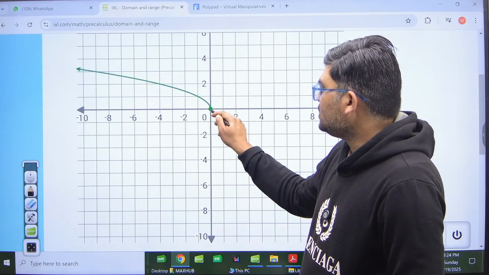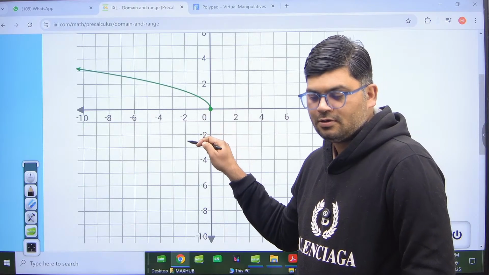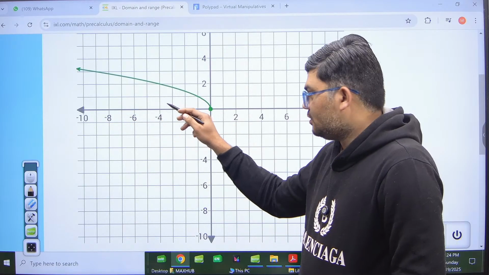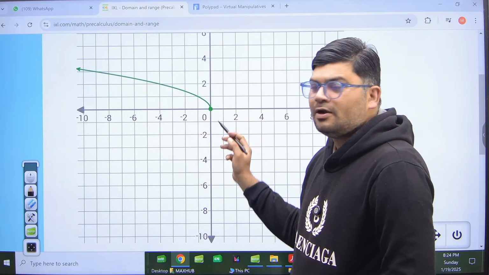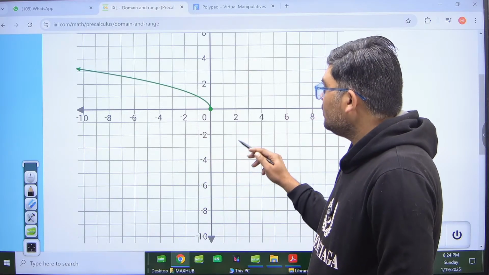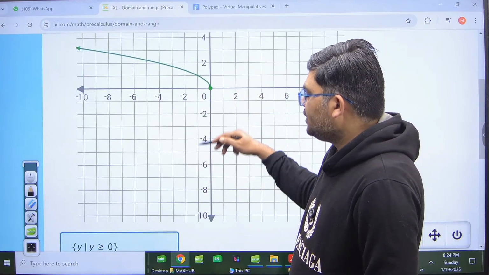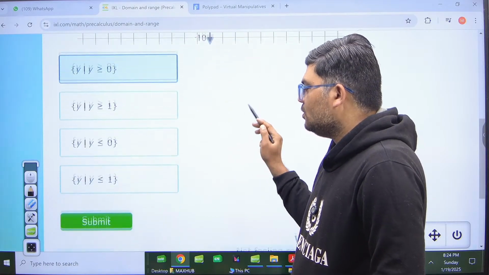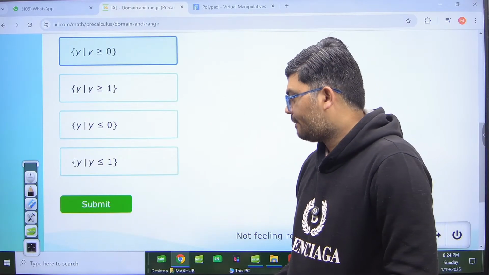Because y takes on this value as well. You can see the dot. If it is a straight line which is not meeting, then you can say it cannot take those values. But right now you can say range is from 0 to infinity. That means y is greater than or equal to 0. Understood? Yeah.